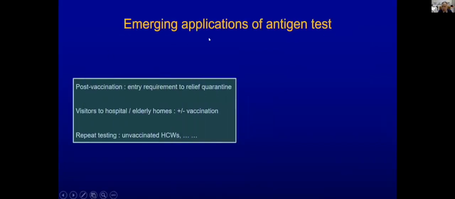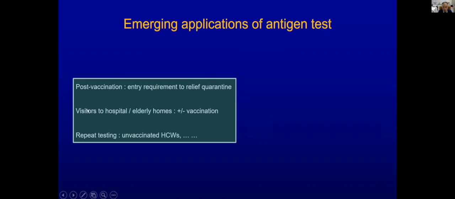Now, the emerging application of antigen tests nowadays is for post-vaccination purposes, not to assess the vaccine response, but maybe as a part of the entry requirement or to relieve quarantine. So for those people who have received a full course of vaccination, some countries may want, on top of that, to add an antigen test at the border to improve their confidence that these people can receive a shorter duration of quarantine or even waive the quarantine.